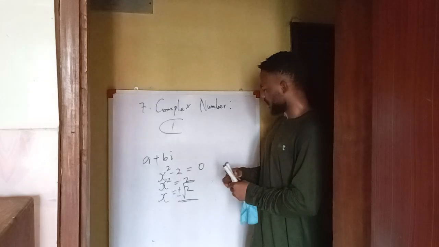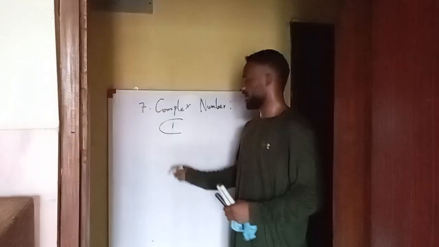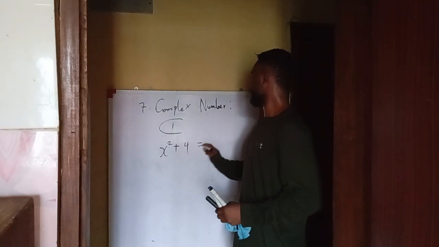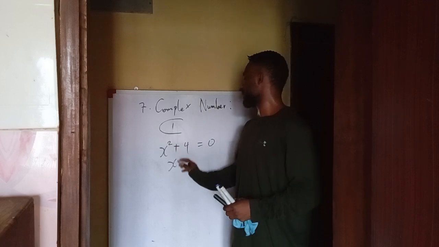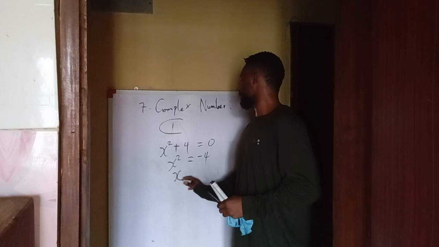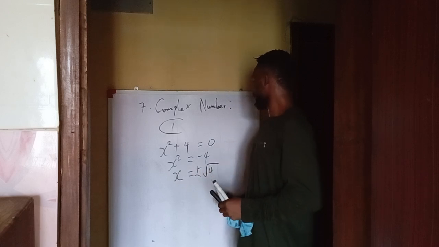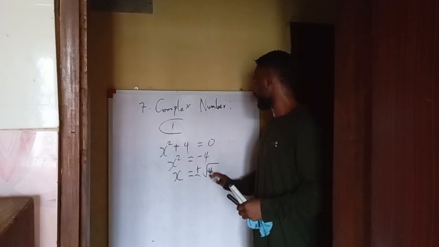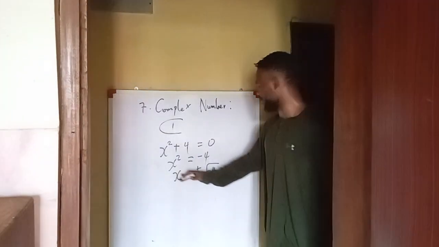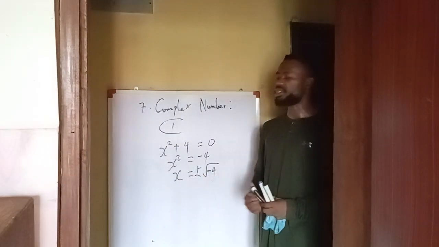But a situation can come where you have x squared plus 4 equals 0. You see very well, x squared, if 4 crosses over, becomes minus 4. And taking the square root of both sides gives plus or minus root of negative 4. So you can very well see that if you punch root of a negative number on your calculator, it will tell you error.